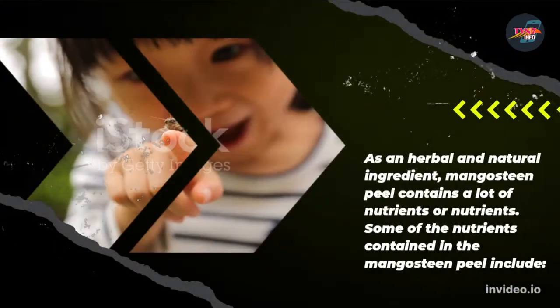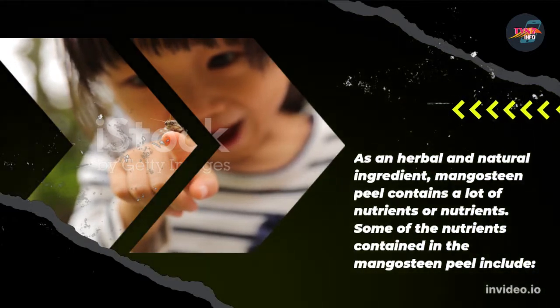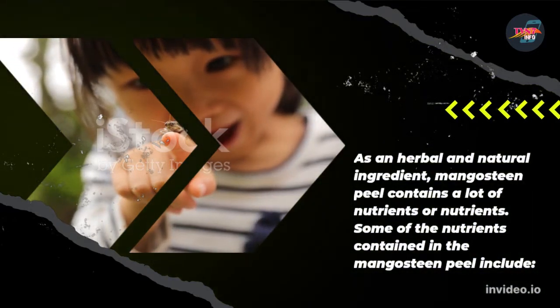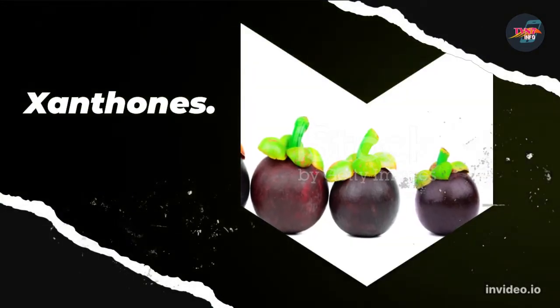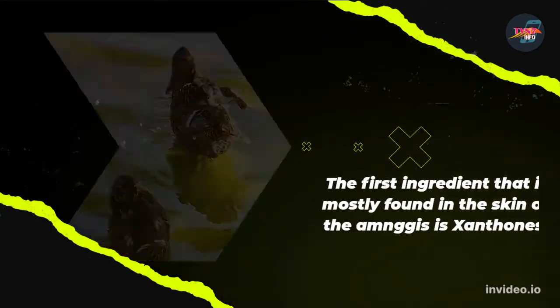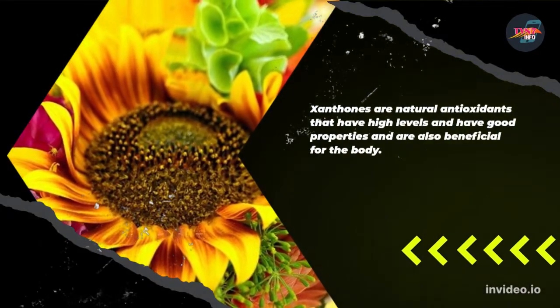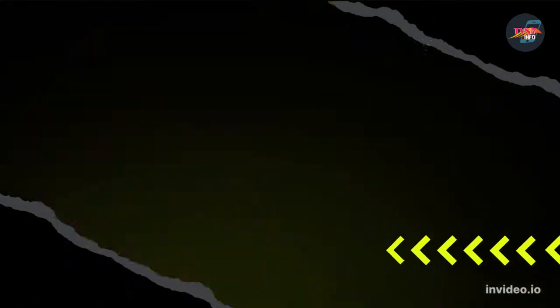As an herbal and natural ingredient, mangosteen peel contains a lot of nutrients. Some of the nutrients contained in the mangosteen peel include xanthones. The first ingredient that is mostly found in the skin of the mangosteen is xanthones. Xanthones are natural antioxidants that have high levels and have good properties and are also beneficial for the body.